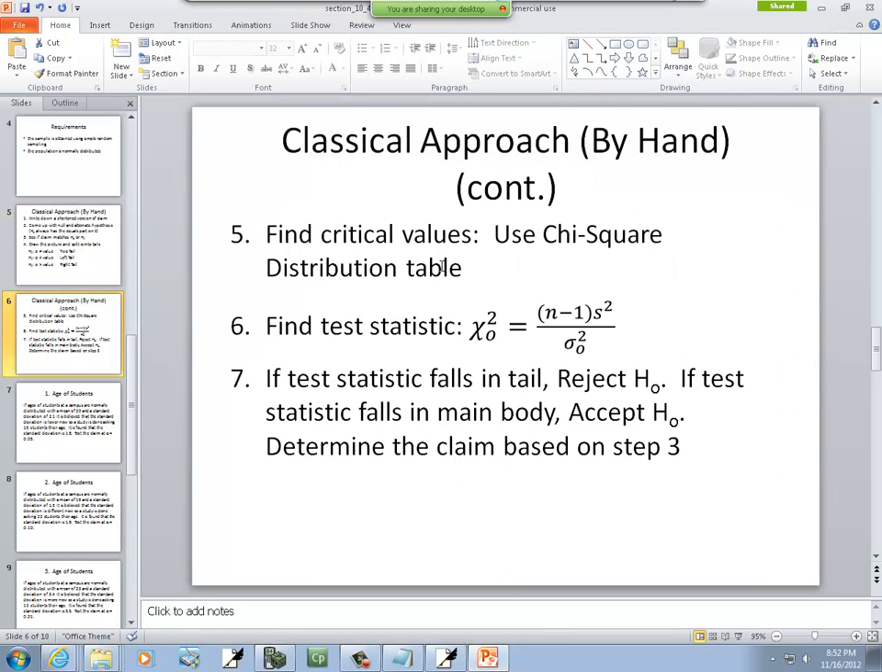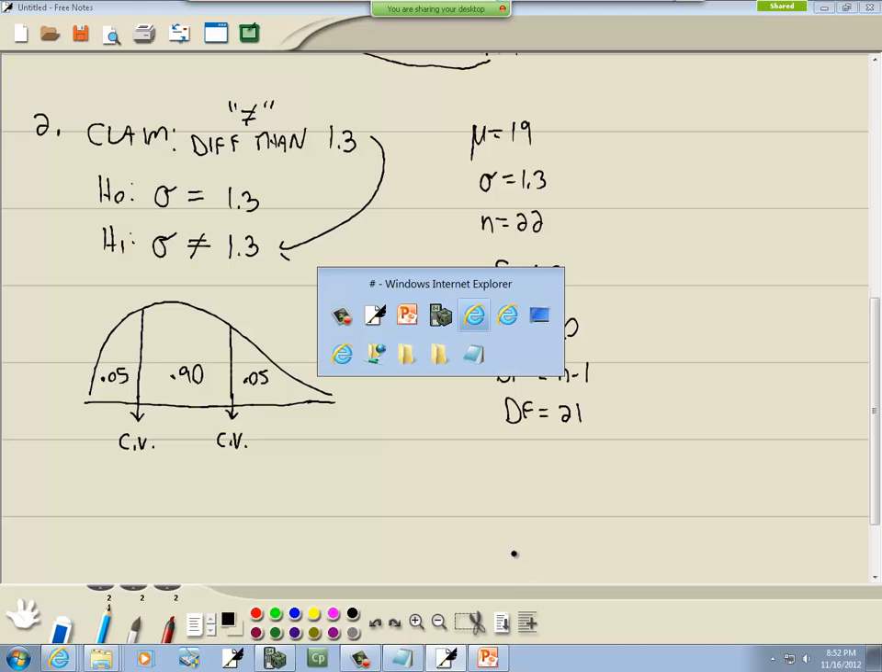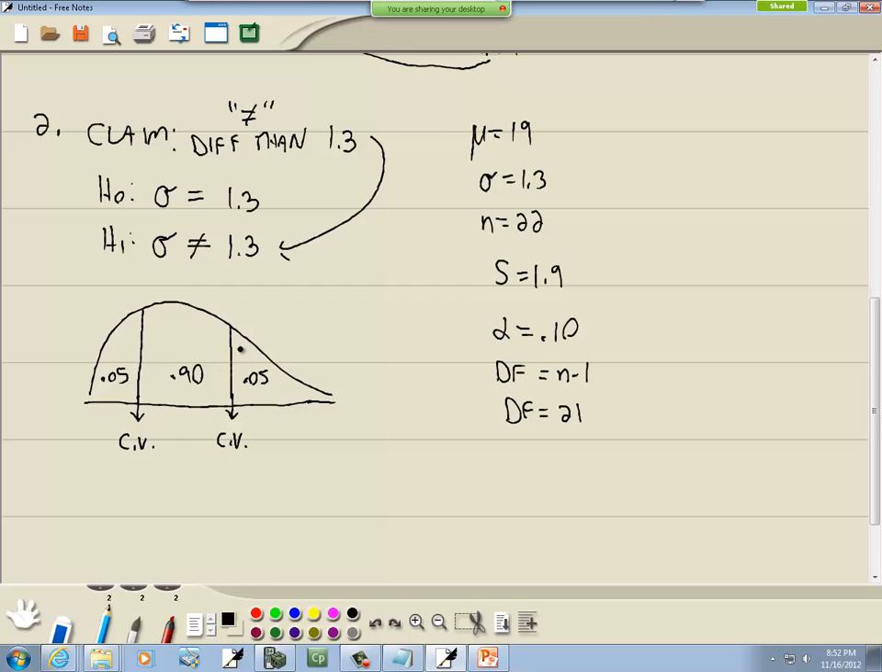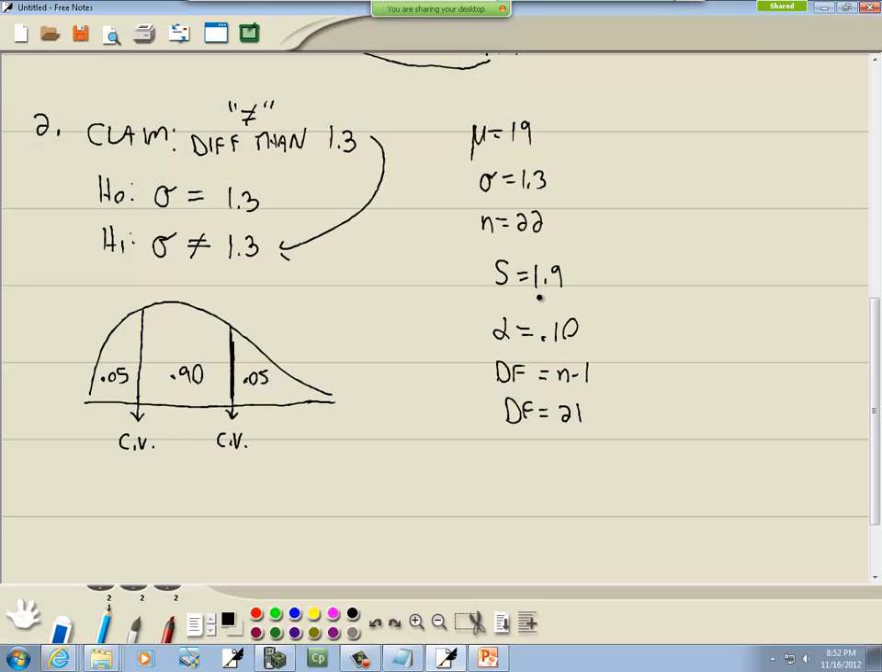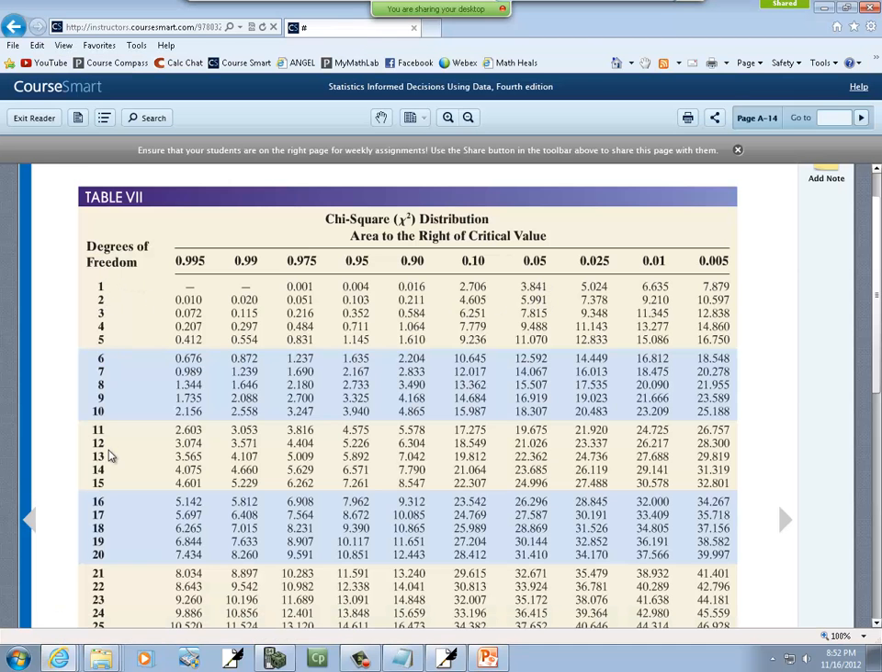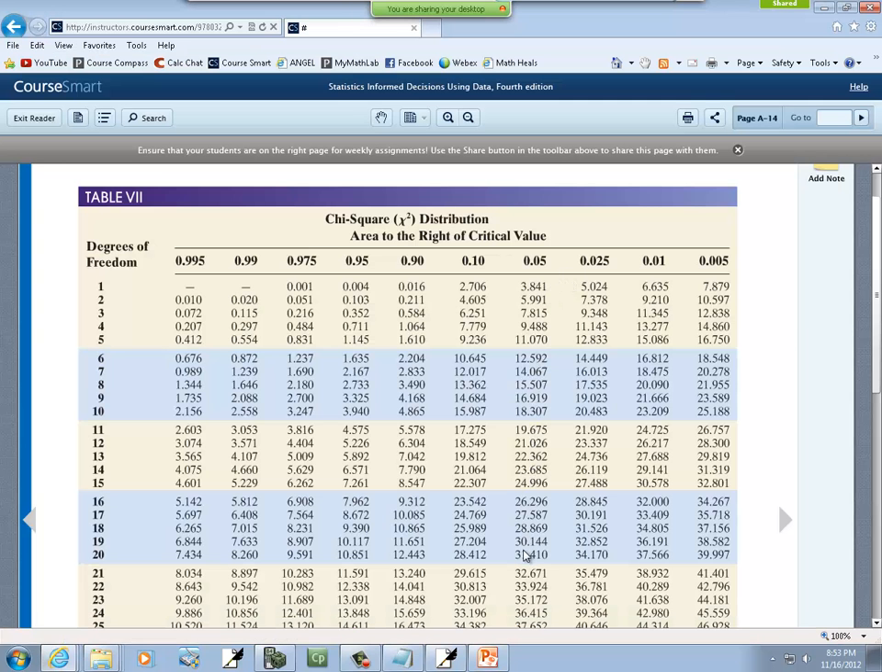Step 5, find the critical values, use the chi-square distribution table. We'll need the degree of freedom, which is n minus 1. So 1 less than n. N was 22, so degree of freedom would be 21. Okay. Let's find this one on the right first. The area to the right of this is 0.05. So I'm going to look in the 0.05 column, which is right here, and I'm going to look up a degree of freedom of 21. Degree of freedom is over here, so I'll go down to 21. So 0.05, 21, I get 32.671.